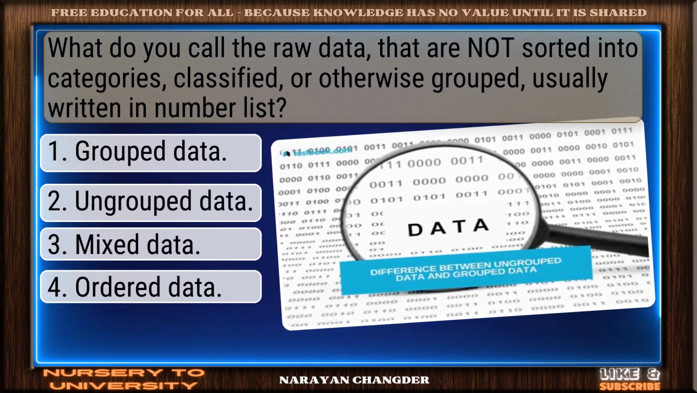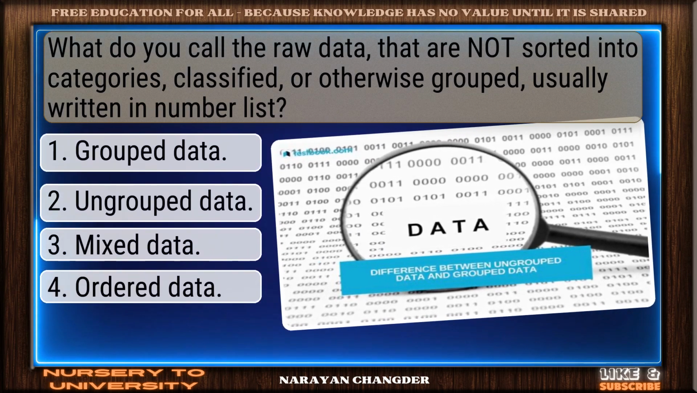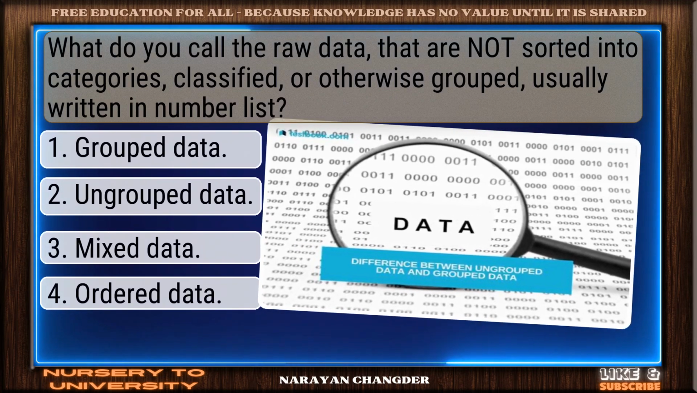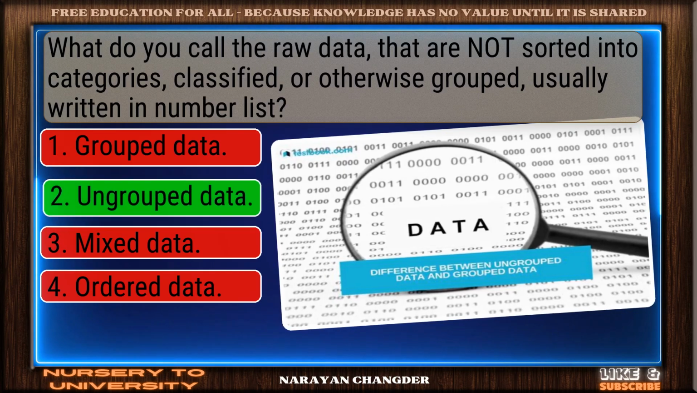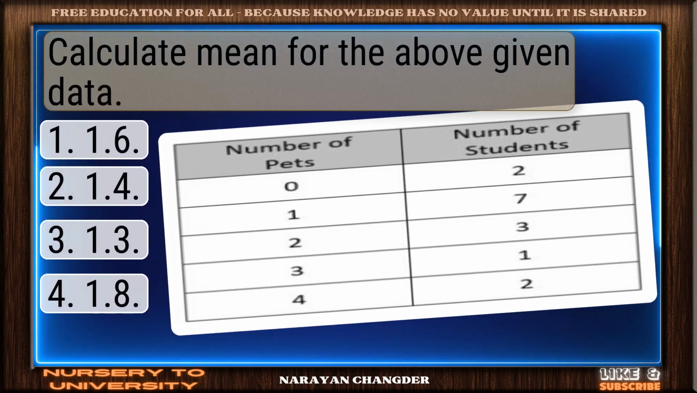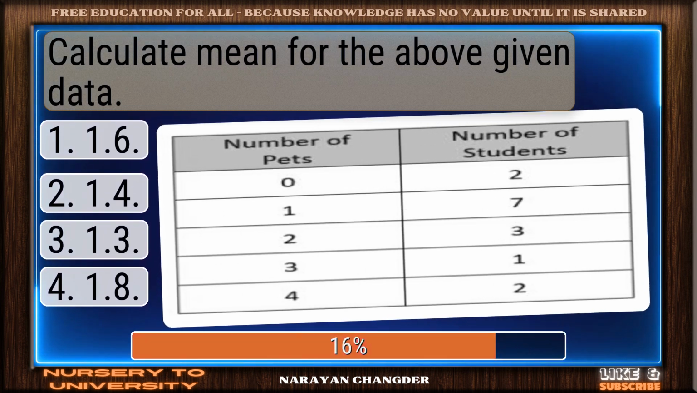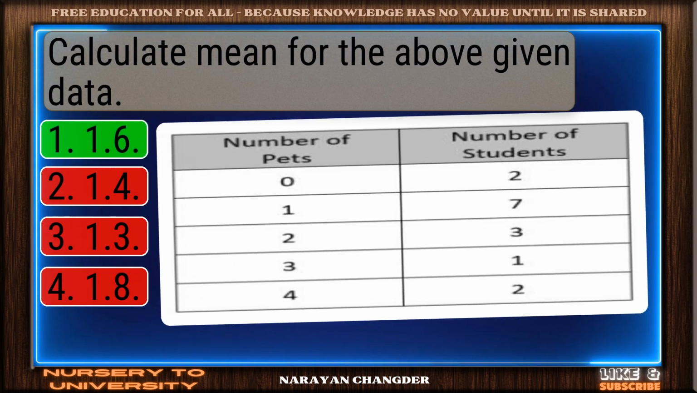What do you call the raw data that are not sorted into categories, classified, or otherwise grouped, usually written in number list? Good job. Ungrouped data works well. Calculate mean for the above given data. Nice selection. 1.6 is correct.